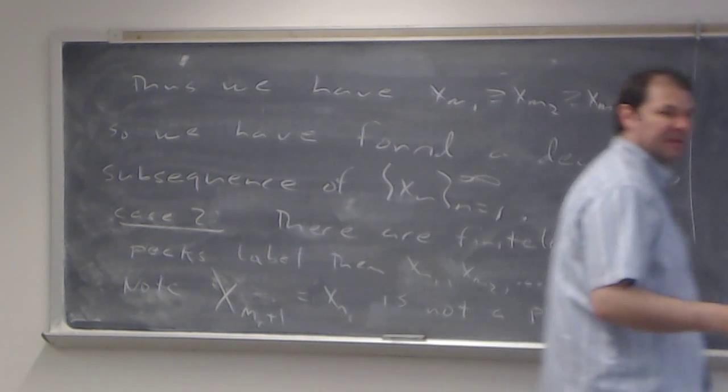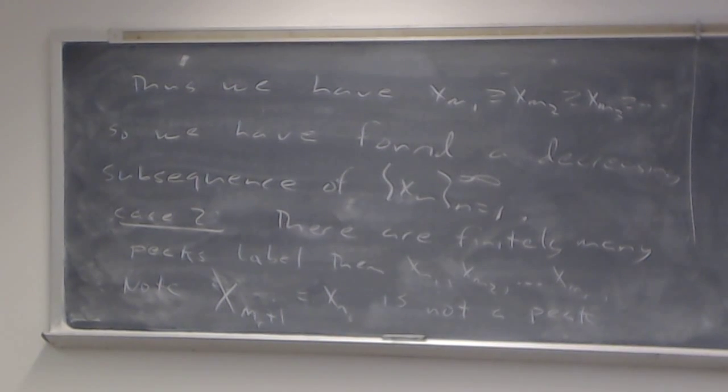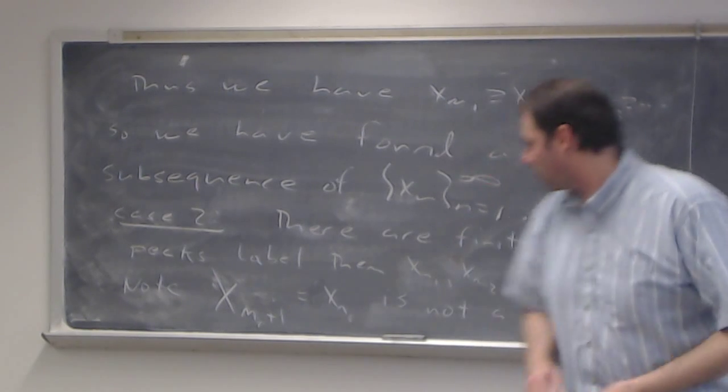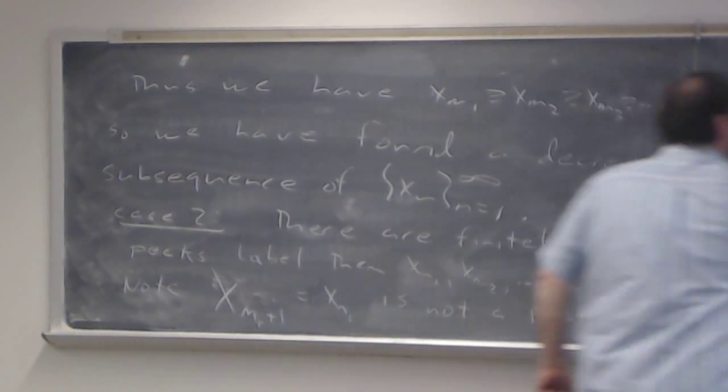What does it mean for it not to be a peak? It means it's not bigger than or equal to everything beyond it. So there's something beyond it that is bigger. To be a peak, you're bigger than everything that follows you. If you're not a peak, there's something after you that is bigger. So it's not a peak.